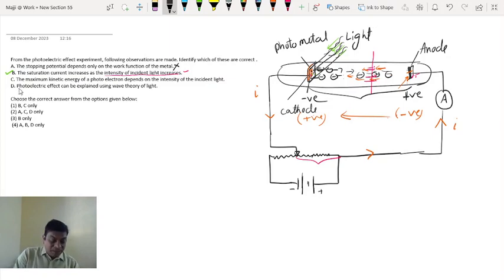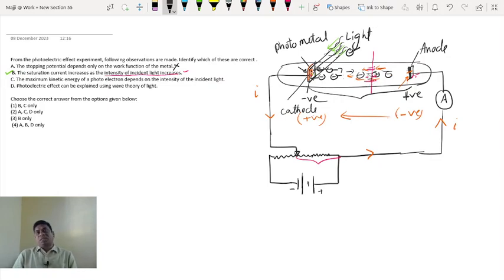Then coming to the C statement, the maximum kinetic energy of a photoelectron depends on the intensity. Of course not. Maximum kinetic energy of a photoelectron will depend on the energy of each photon and the work function. Whatever energy each photon has, it completely imparts its energy to the electron, and that electron spends a certain amount of energy to come out.